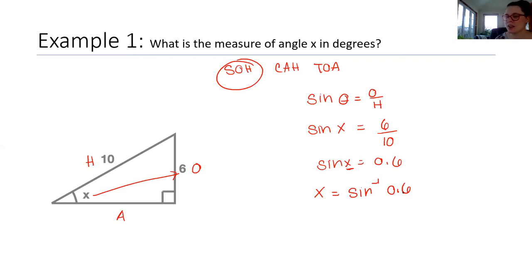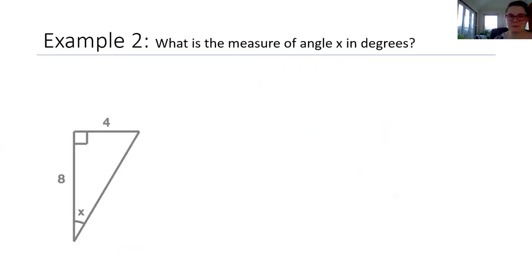So we do shift sine 0.6 and you would get 37 degrees. For most of our calculations, just rounding to the nearest degree will be appropriate unless it's asked otherwise. So nice and easy. The biggest thing to remember is when you want an angle, it's that shift sine. Okay, remembering that. Throw that on here. Remembering that's going to be important.